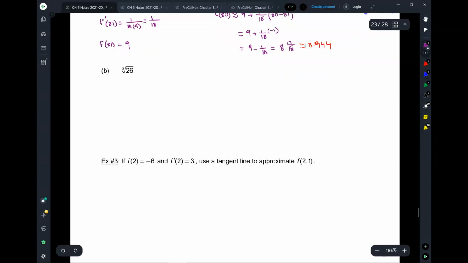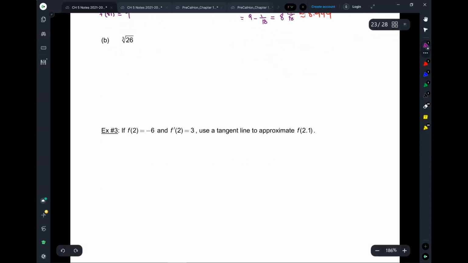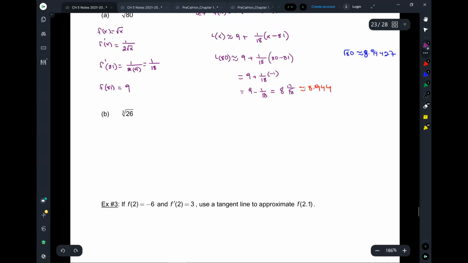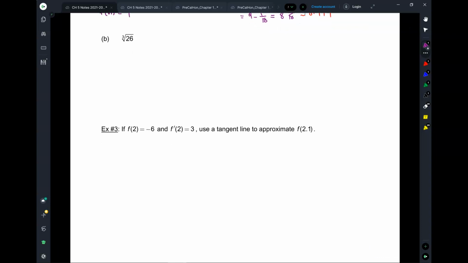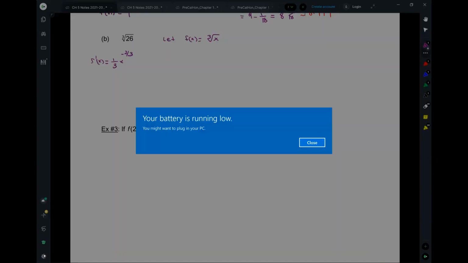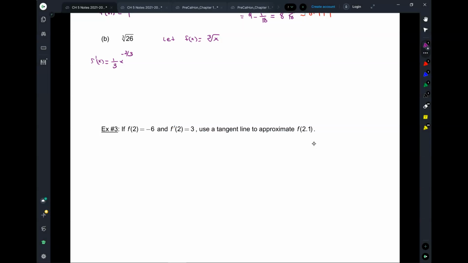All right, so let's do cube root of 26. Same situation, right? The mixed number or the improper fraction is your actual answer. You don't need to even write it down. Correct. So cube root of 26, what are we going to let y or f of x equal? Cube root of x. So f prime of x is 1/3 x to the negative 2/3, which is equal to 1/3 x to the 2/3, right?